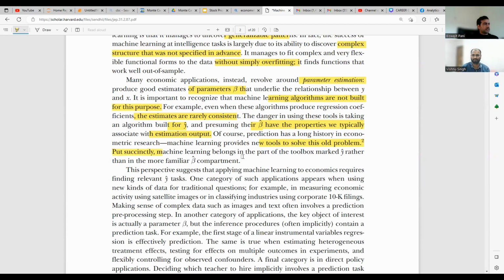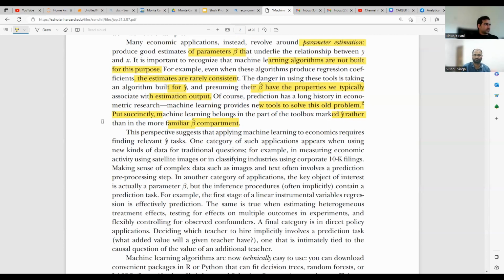Put simply, machine learning belongs in the part of the toolbox marked y hat rather than in the more familiar beta hat compartment. Beta parameters are less important, y hat prediction is more important. Let's go further. This perspective suggests that applying machine learning to economics requires finding the relevant y hat tasks.